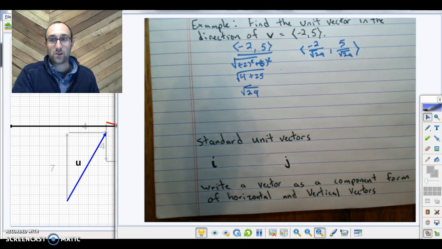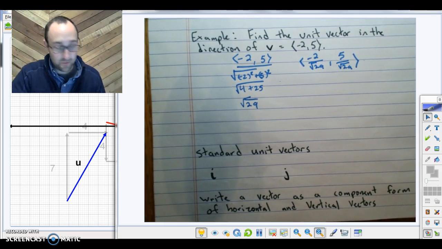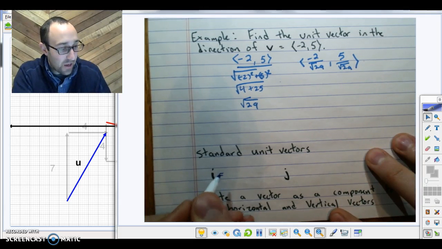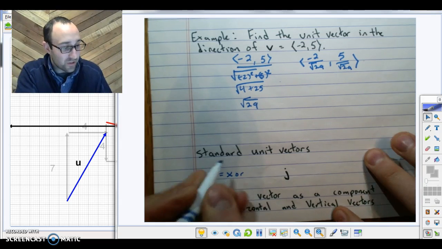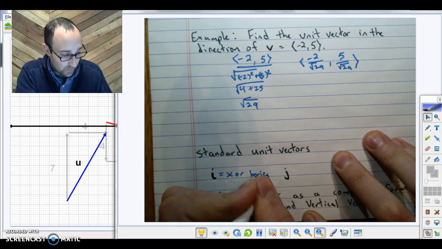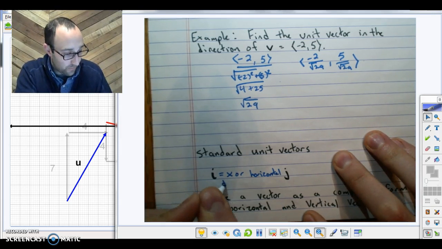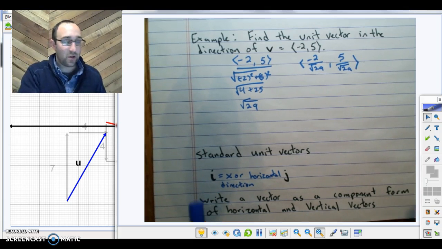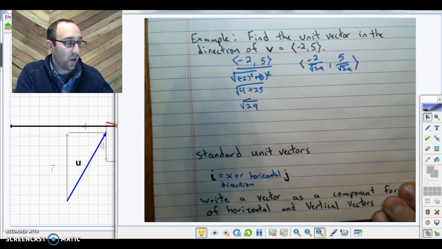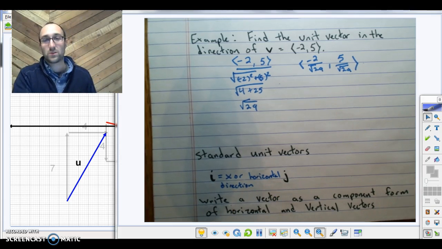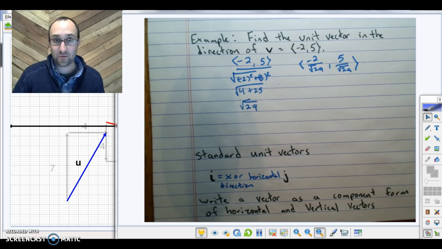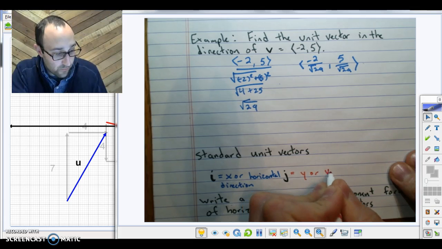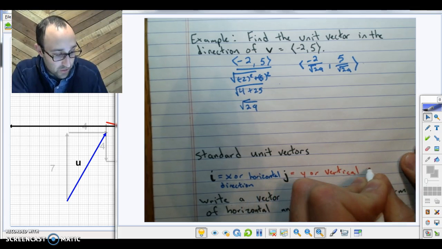We're going to deal with the standard unit vectors. The standard unit vectors are i and j. Those are the letters they use. I'm not really sure why, but i is in the x or horizontal direction. We would call it x on the Cartesian plane, on the regular graph, but they also call it the horizontal, especially when you get into physics. We're talking about horizontal versus vertical. All right, so j is going to be the y or vertical direction.